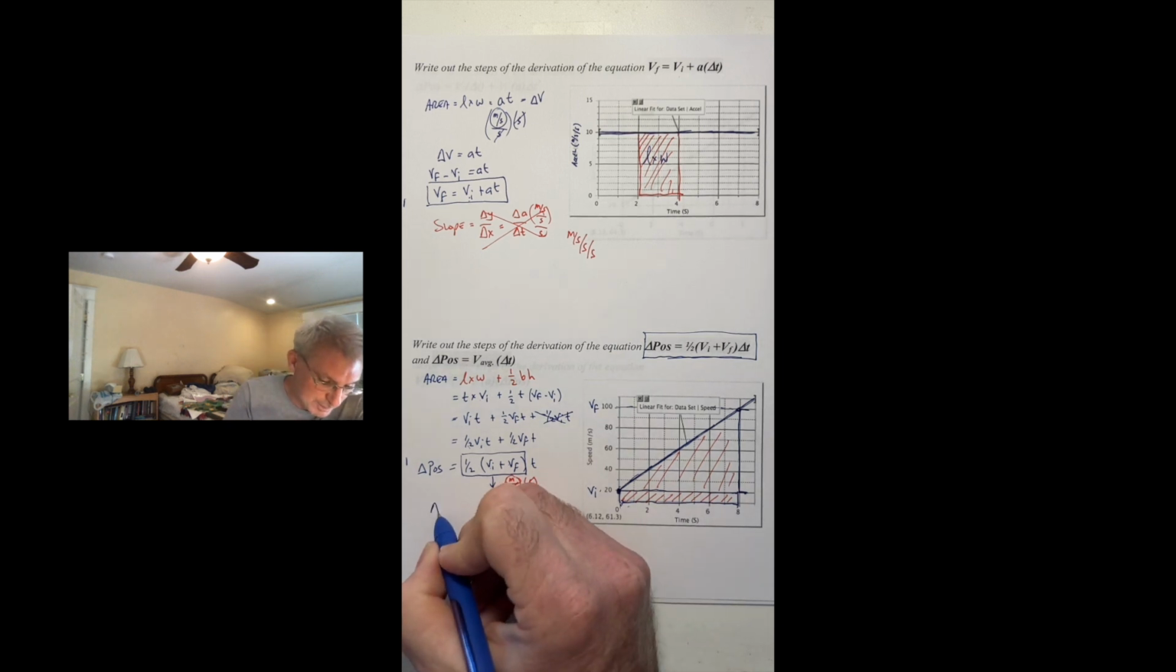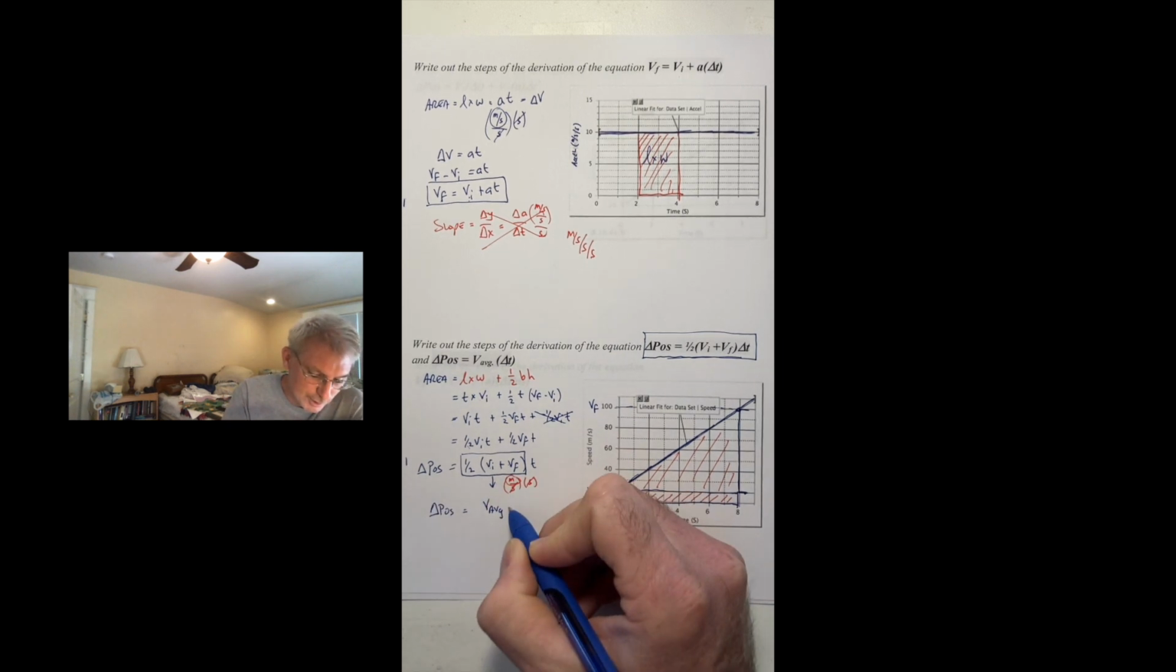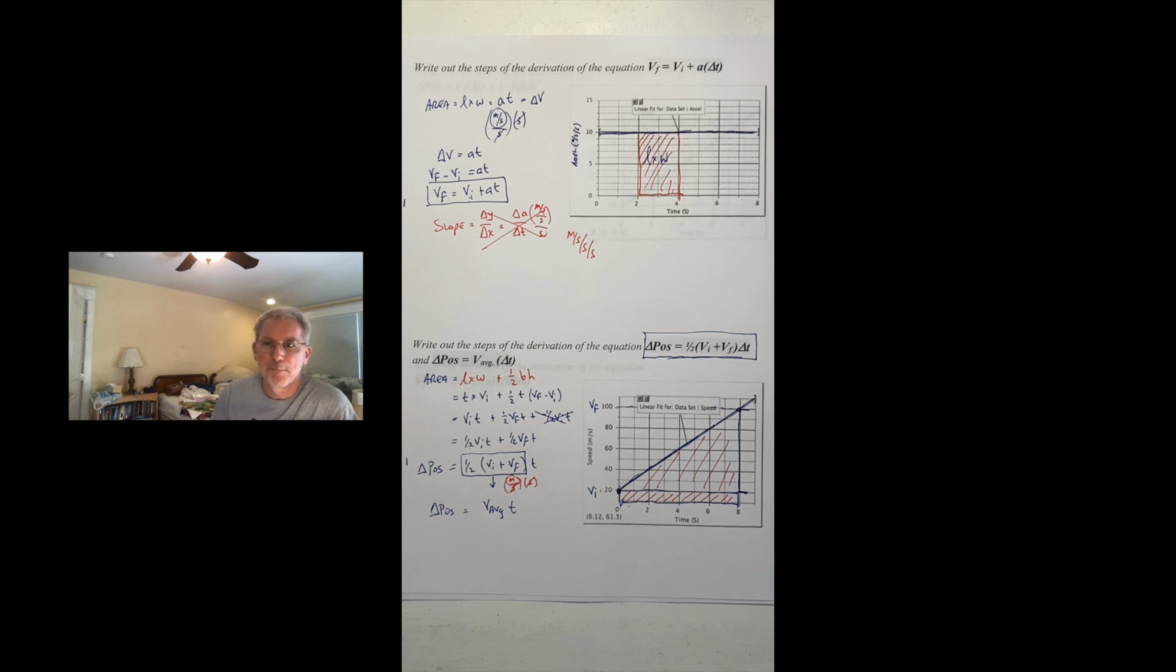So your change in position is equal to your average speed times your time, which is so obvious because we already know that position is equal to speed times time. So your average speed times time is still a position. They don't want you to do too much with it.